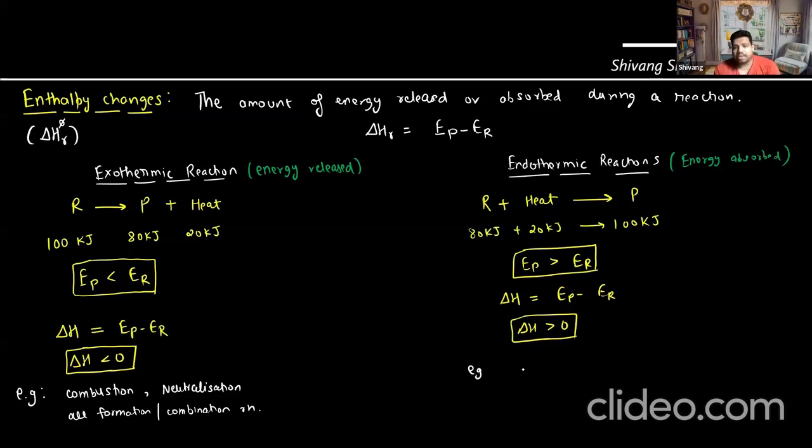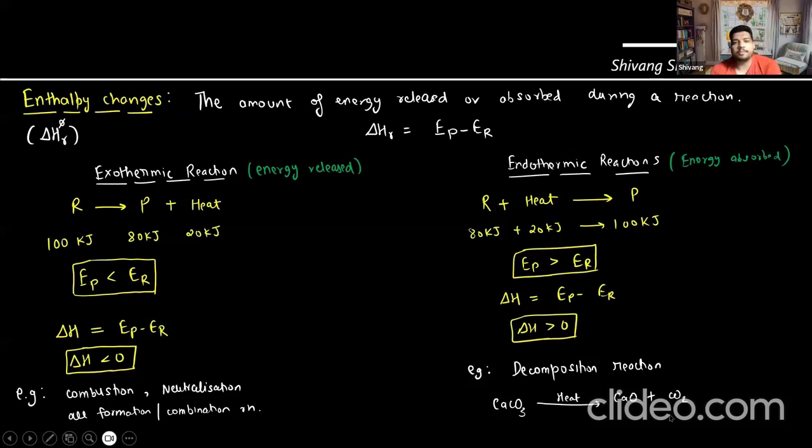And on the endothermic side, we have the decomposition reactions. The decomposition reactions are the reactions where a reactant gets broken down into multiple products. For example, calcium carbonate, when we heat it, breaks down into CaO plus CO2. So this is a single reactant getting broken down into multiple products, right? So we have the examples of exothermic reactions, endothermic reactions, enthalpy change definitions, what really happens in both types of reactions, right? So this is the definition of enthalpy change.